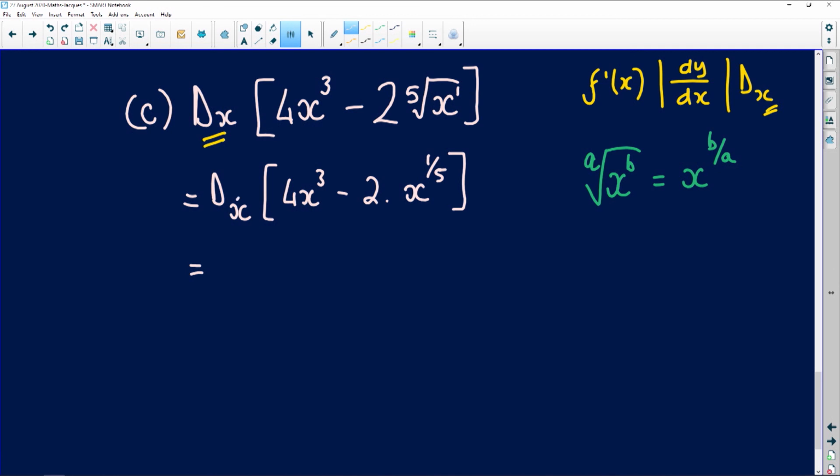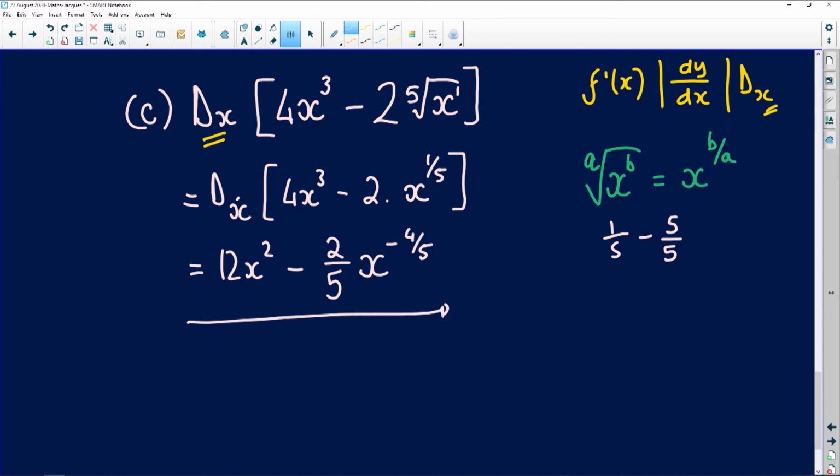Now we're going to drop the notation. We say this is equal to 12x squared minus 2 times a fifth, which is 2 over 5, x to the 1/5 minus 1, and minus 1 is 5/5, leaves us with minus 4/5 in the power of x. Okay, that there, you should get your full marks. Know how to differentiate by using rules. Know your exponential laws and know how to turn roots and surds into powers. Fractions with x's underneath in the denominator, those x's have to go to the top as a power.